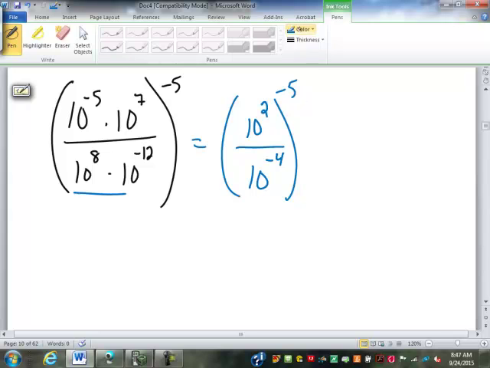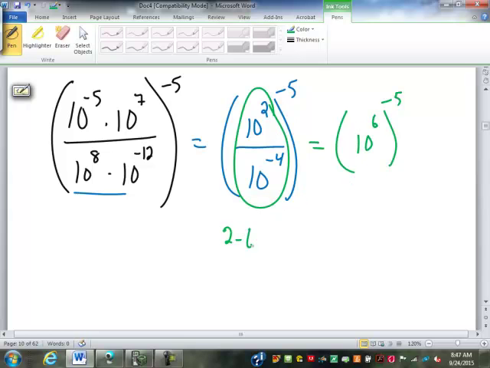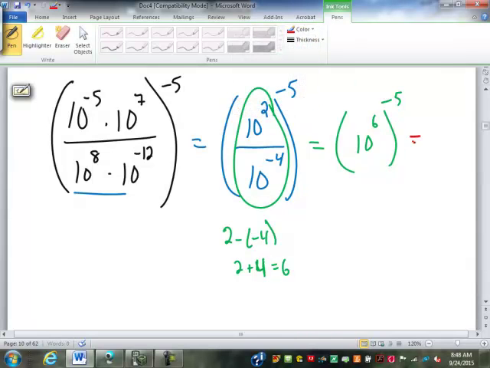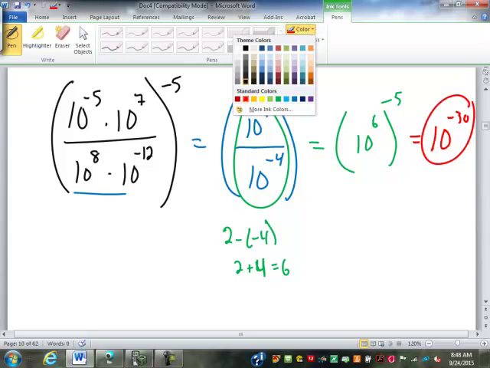No? Okay. So, then we're going to divide. 10 to the 2nd divided by 10 to the negative 4 is 10 to the 6. 2 minus a negative 4 is 2 plus 4, or 6. And then finally, 10 to the 6th, to the power of negative 5 is 10 to the negative 30. How many of you got 10 to the negative 30? Few? Everybody else see where they went wrong?